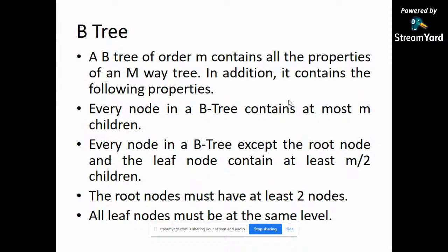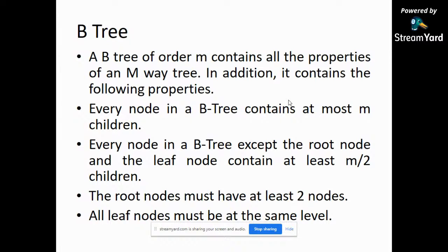A B tree of order m contains all the properties of an M-way tree. In addition, it contains the following properties. Every node in a B tree contains at most m children. The order of the tree is m and every node can have at most m children. We have to strictly follow this. Because of this only we can say that all the leaf nodes will be on one level.